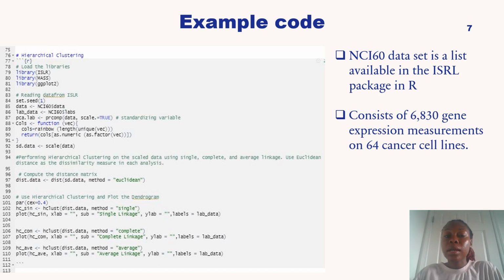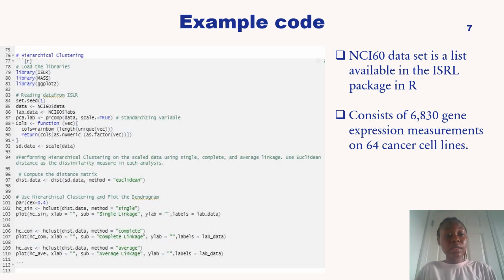Now we are going to take a look at an example code in R. The data set we are using is the NCI60 data set. It is a list available in the ISLR package in R. It consists of 6,830 gene expression measurements on 64 cancer cell lines. It contains, as we see here, a data frame denoted by NCI60$data, and that contains the gene expression measurements for the 64 cancer cell lines.